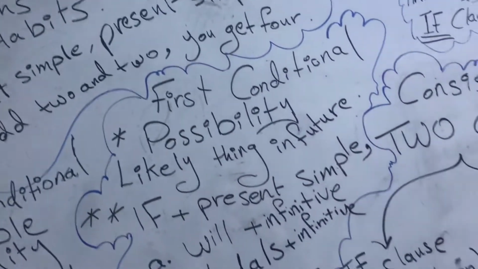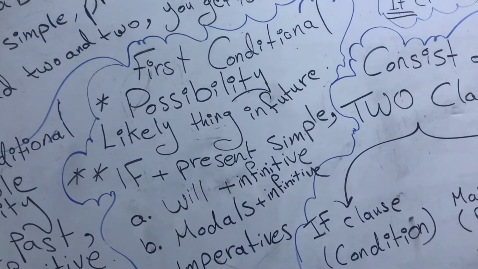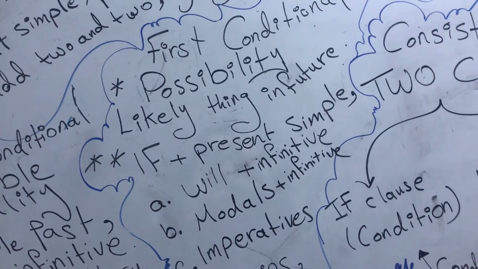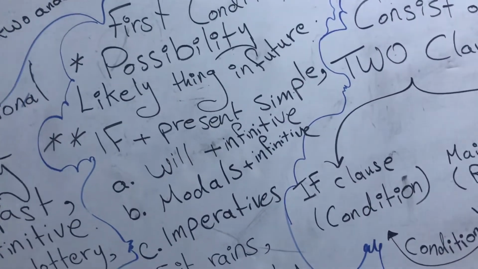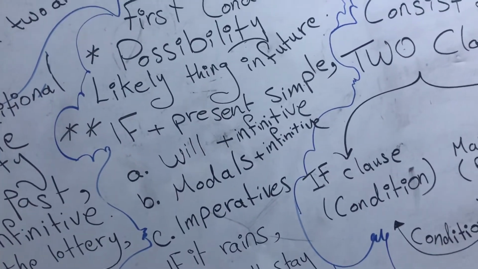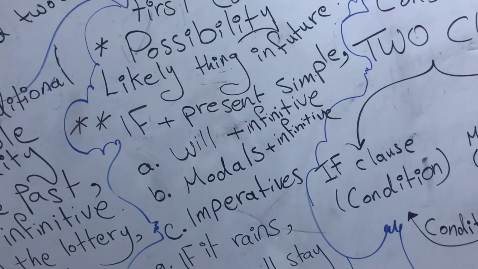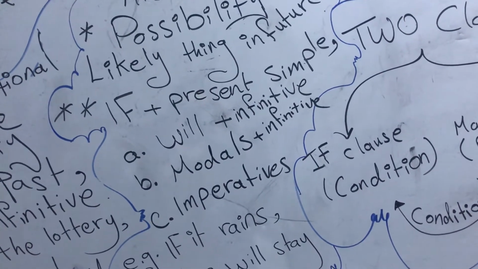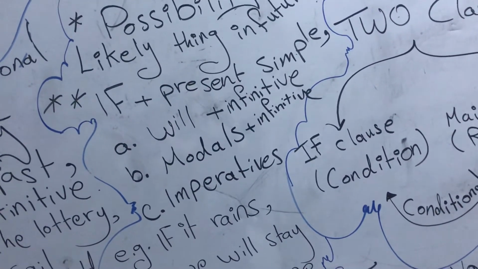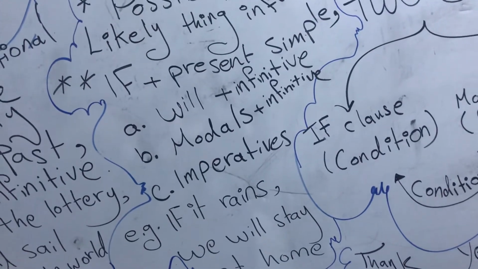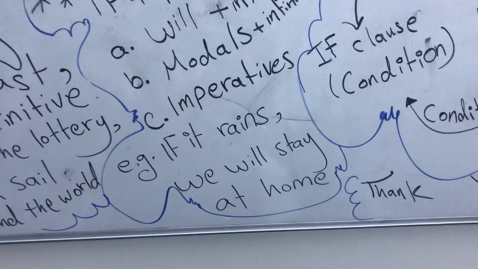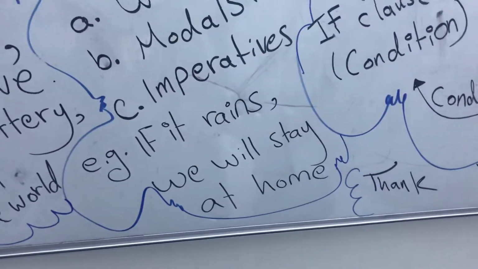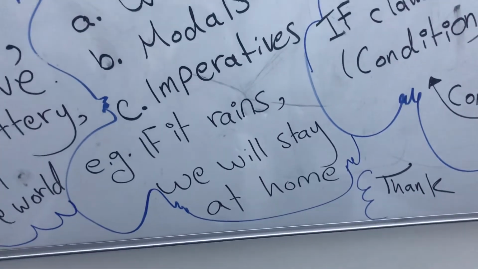Let's go to the second part, which is the first conditional, and it talks about possibility, الاحتمالية, likely thing in the future. So the form of it, if plus the present simple, and the main clause will be will plus the infinitive of the verb, or modals plus infinitive, or imperatives, فعل أمر. And an example regarding that, if it rains, we will stay at home. إذا أمطرت رح نضلنا في البيت.